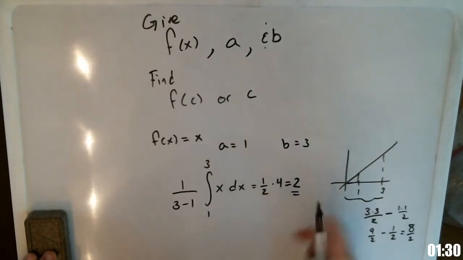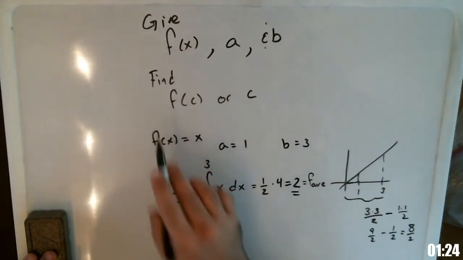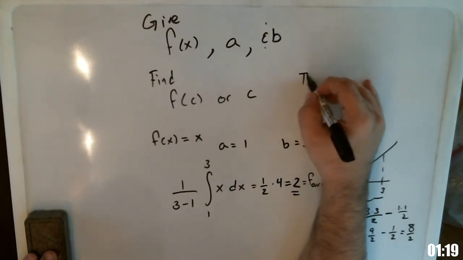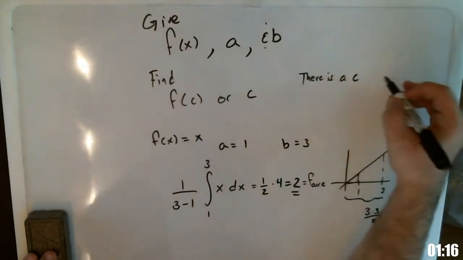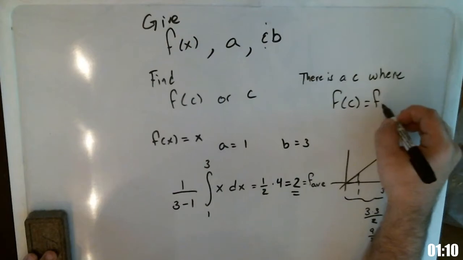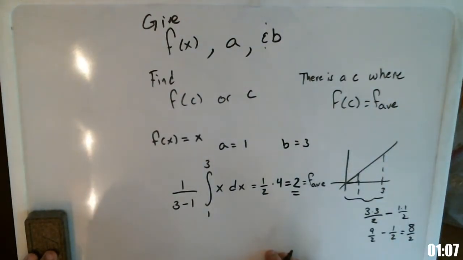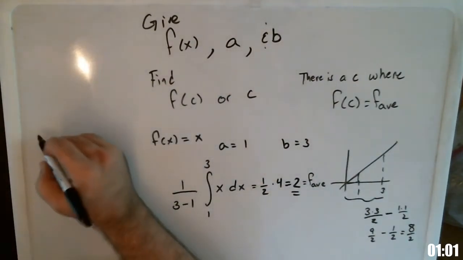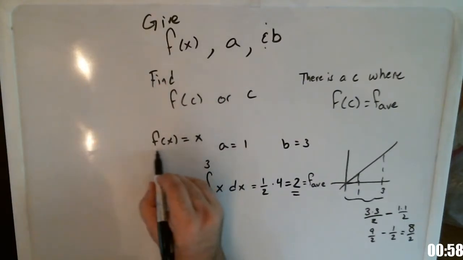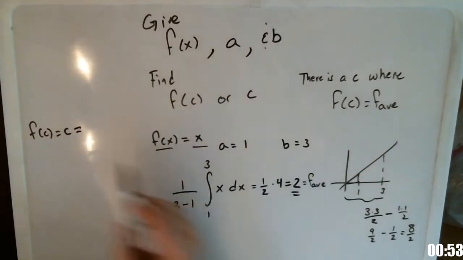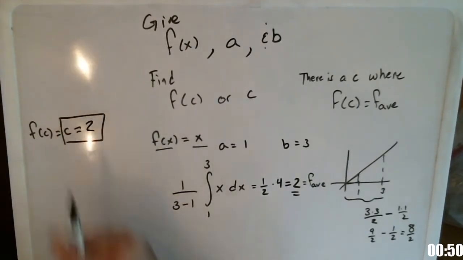This is my f av. That's my average value for the function. Now, because of the mean value theorem, I know there exists a point c where f of c is the exact same thing as f sub av. So that means I know there is a point c where f of x equals x, so f of c is the same as c, which also needs to be the same as 2, so I know that c equals 2.